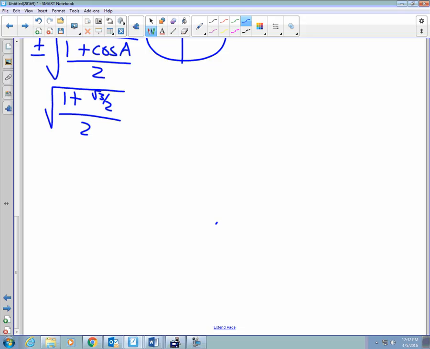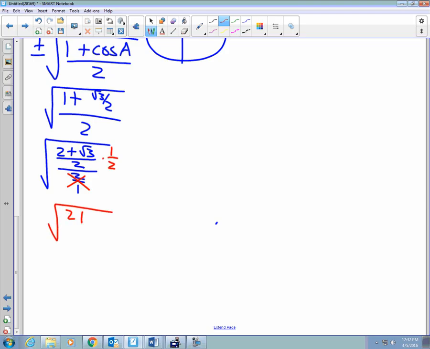So I will create one fraction up here. I have the square root of, this would be 2 plus the root of 3 over 2. Now that I have a fraction over a fraction, I will multiply by the reciprocal. I change 1 to 2 over 2. And I get the square root of 2 plus the root of 3 all over 4.